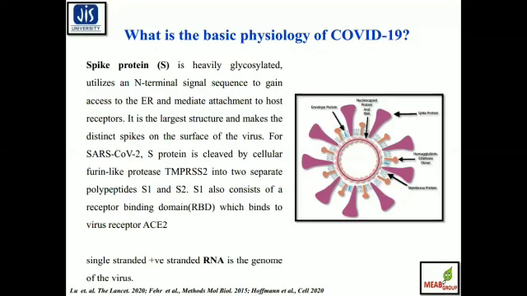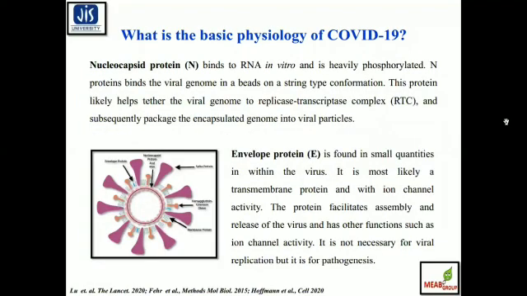Single-stranded positive-sense RNA is the genome of the virus. The nucleocapsid protein binds to RNA in vitro and is heavily phosphorylated. The N protein binds the viral genome in a beads-on-a-string type conformation. The protein likely helps adhere the viral genome to the replicase-transcriptase complex, RTC, and subsequently package the encapsulated genome into viral particles. The envelope protein E is found in small quantities within the virus.